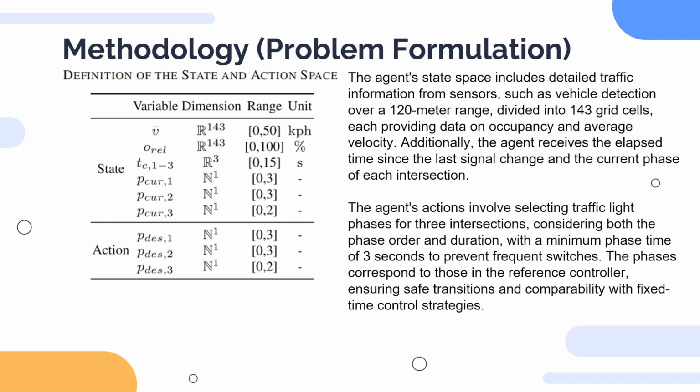This study formulated the problem as a deep reinforcement learning problem with 6 states, including detailed traffic information, time elapsed since last signal change, and current phase of each intersection. At the same time, its actions involve selecting the traffic light phase for 3 intersections, corresponding to both the phase order and duration.